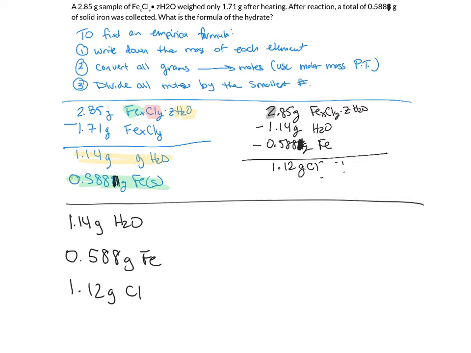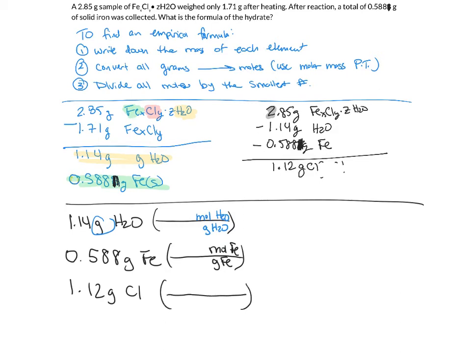Now I want to convert grams to moles. So I'm going to go from grams of water. I start with units of grams, so I need grams of water downstairs, moles of water upstairs. The same for iron, grams of iron downstairs, moles of iron upstairs, and chlorine. Grams of chlorine downstairs to cancel, moles of chlorine upstairs. We use the periodic table to get the molar mass. The number in front of mole is always 1.